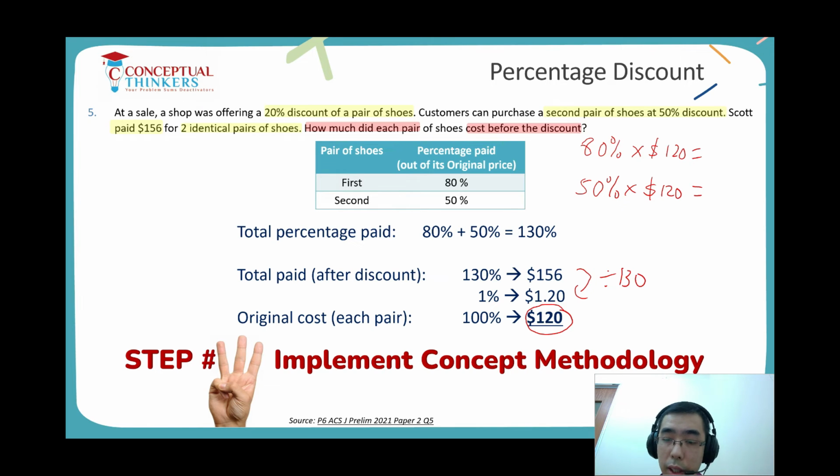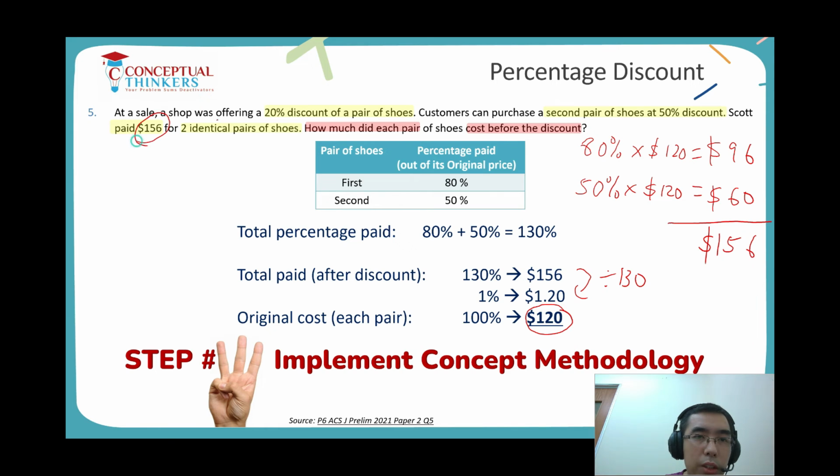So I will take 120 times 80%. So I will get $96 for the first pair of shoe. Then I will get $60 here. Basically, I'm taking 120 divided by 2. Now, if you do an addition of these two pairs, you'll notice that you'll get $156, which matches this value that Scott is actually paying. So which means that my $120 is actually a correct answer.